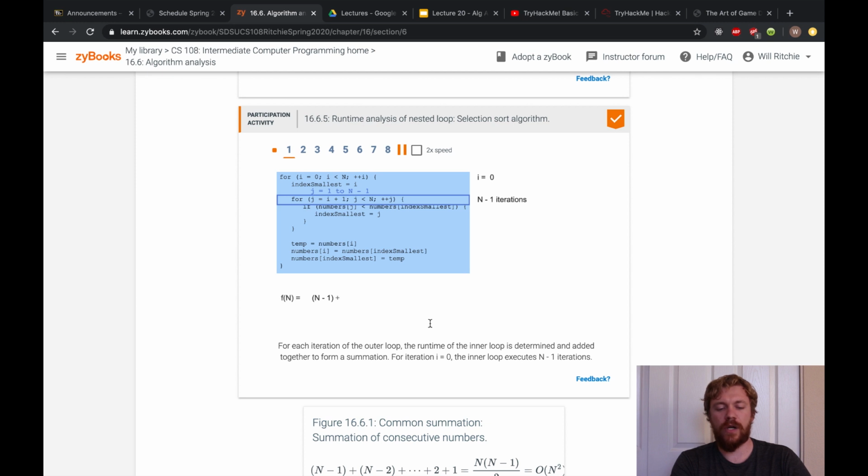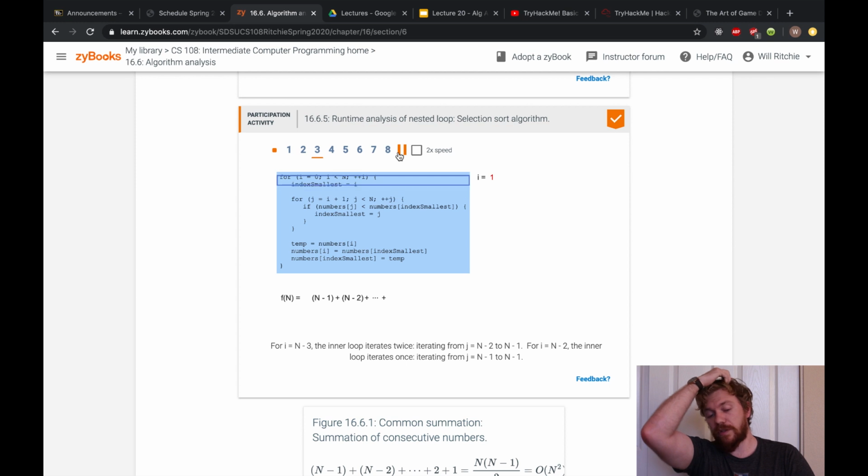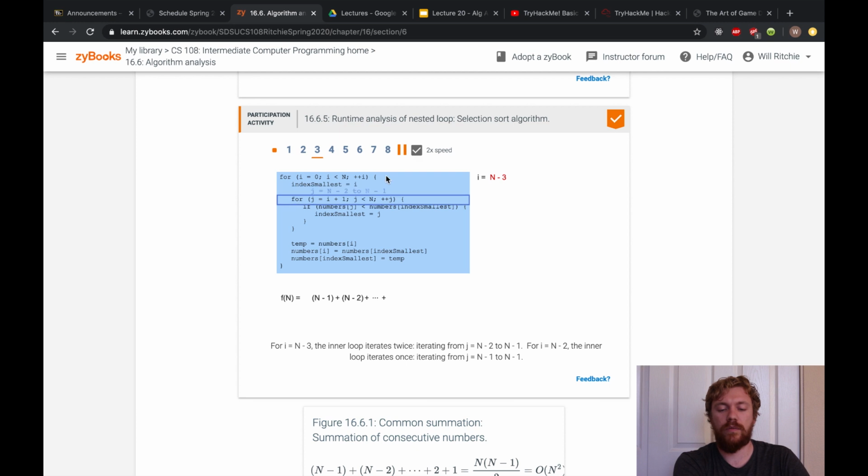And so as we watch this run, for each iteration of the outer loop, the runtime of the inner loop is determined and added together to form a summation. For iteration i equals 0, the inner loop executes n minus 1 iterations. And as i increments, we loop n minus 2 iterations because j is based on i. This continues until eventually we only loop 1 or 0 times. So I'm going to let this finish.